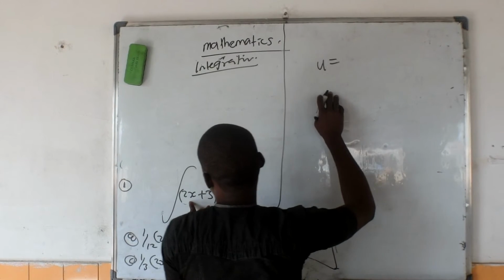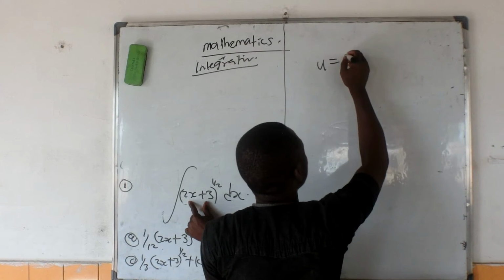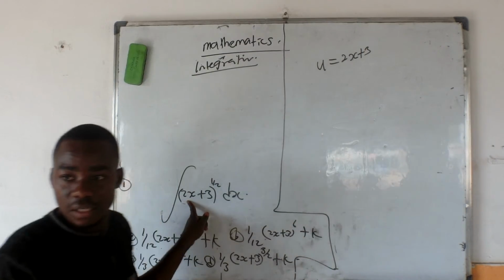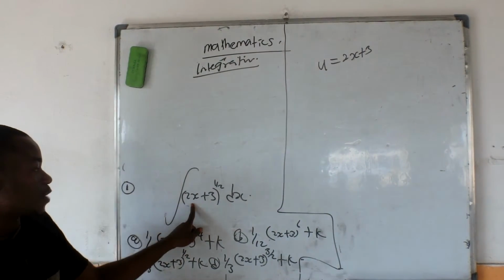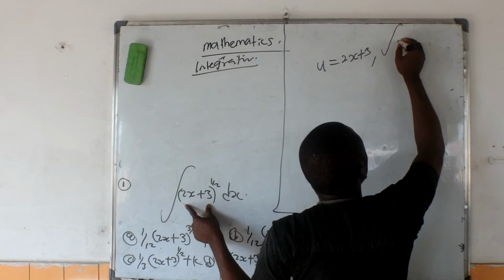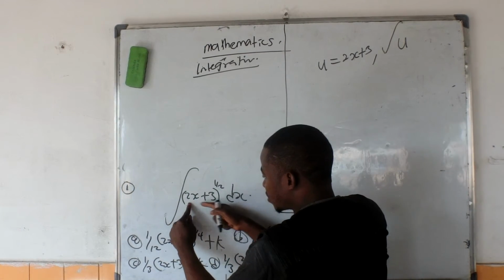Now if you are letting it be u, it means you have u equal to 2x plus 3. Are you following? 2x plus 3. In such a way that your integration now will not be in terms of x. This one now you decide, let it be u.